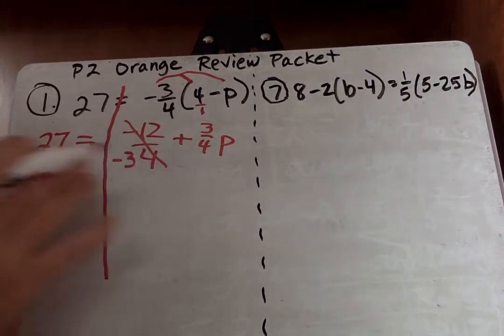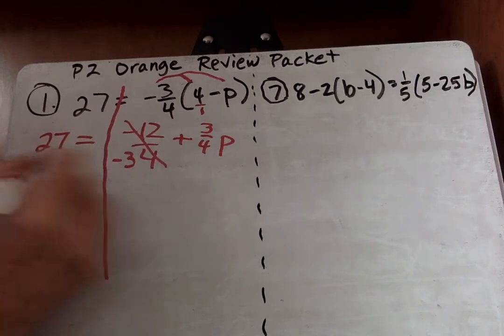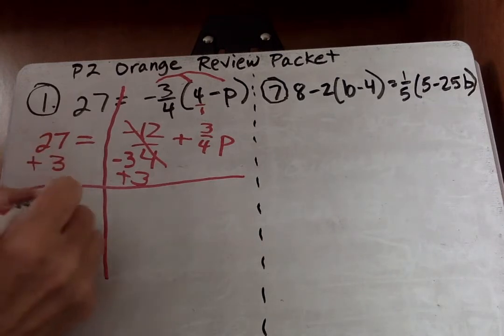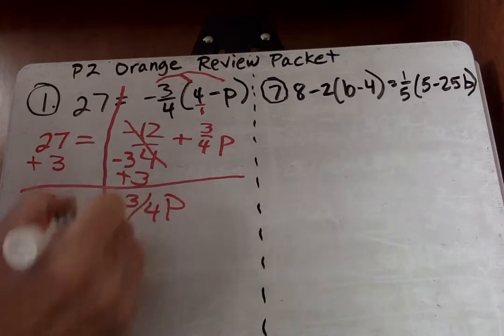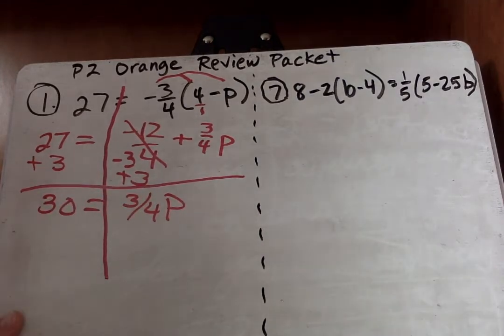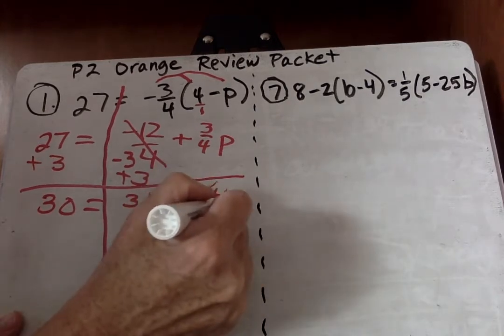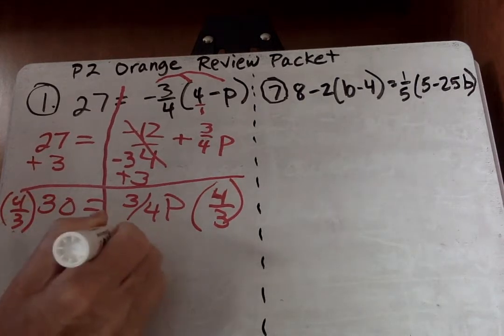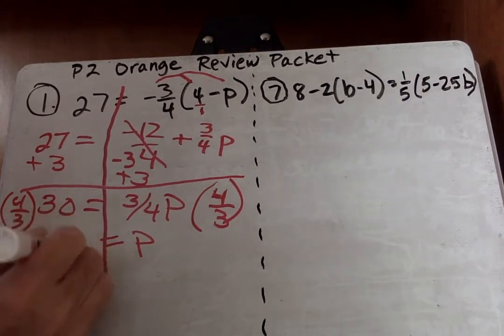Then we want to move this to the other side so the variable's on one side and numbers are on the other. So we're going to add 3 here and add 3 here. So we simplify that to 30 equals 3/4 p. Now to get rid of this fraction in front of p, we have to multiply by the reciprocal. So we're going to multiply this side by 4/3. And again, whatever we do over here, we do over here. So 4/3 times 30 on your calculator, and you will find out that that is 40.